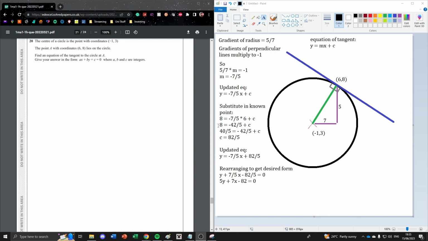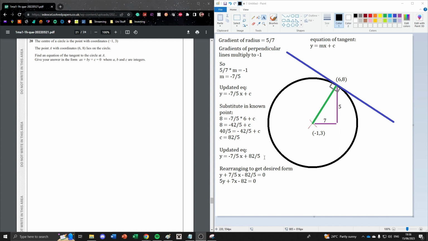Now, if we turn 8 into a fraction over 5 as well, we can say 40/5 is equal to -42/5 + c. If we now simply add 42/5 to both sides, we get rid of the instance on this side and end up with c = 82/5. So our final updated equation is y = -7/5 x + 82/5. So that is the linear equation of this tangent, but now we need to put it in the form required.